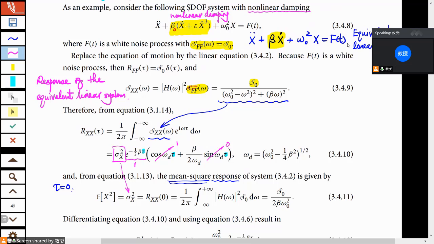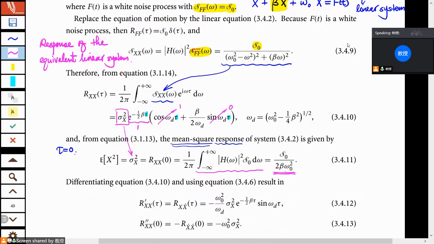Okay, if you have Maple, you can use Maple to do the integral. If not, then you have to do it by hand and find the integral. Actually you can use what we have before. You can take this integral as a formula from the notes in the previous section. Okay, so the mean square response is given by this.